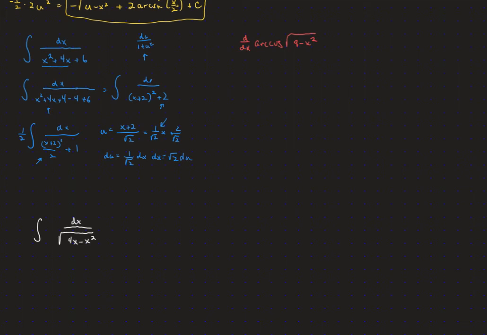Okay, so we've got 1/2 integral. The dx is going to get replaced by the square root of 2 du. That's going to be all over now u squared plus 1. So that square root of 2 comes outside, so we're going to get square root of 2 over 2. The integral of du over u squared plus 1 is going to be arctangent of u, and so that is going to become the square root of 2 over 2 arctangent of the u we said was this crazy x plus 2 over square root of 2, and then we'll tack on our constant of integration.